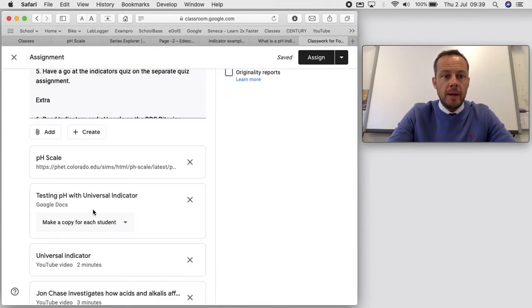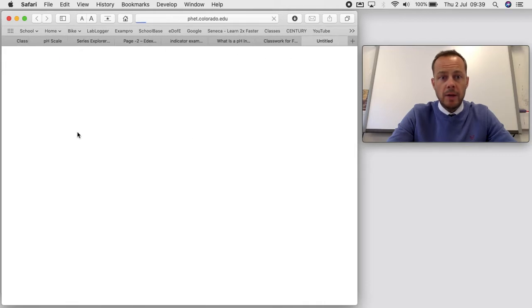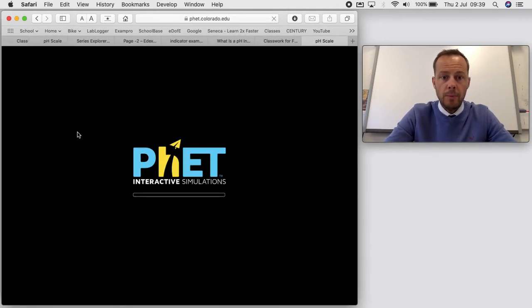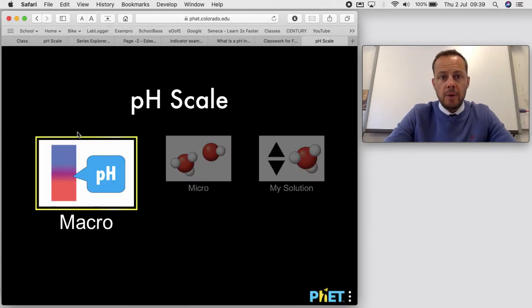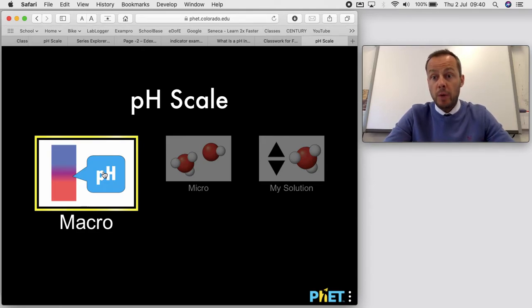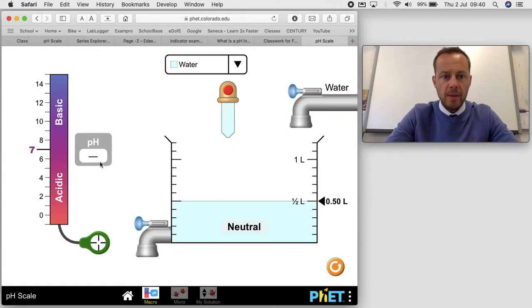So if you go to the pH scale part of your assignment and click on, it will bring up the interactive simulations from Colorado University. And you've got three options here. Because this is for Key Stage 3 science, which is you guys, GCSE and A-level science, it's in varying levels of complexity. Feel free to have a look and have a play around with all of it. But for the worksheet I want you to fill in, all we need to do is click on the macro one. Then what it gives us is a water container, a pH scale, a sensor, and the different solutions.